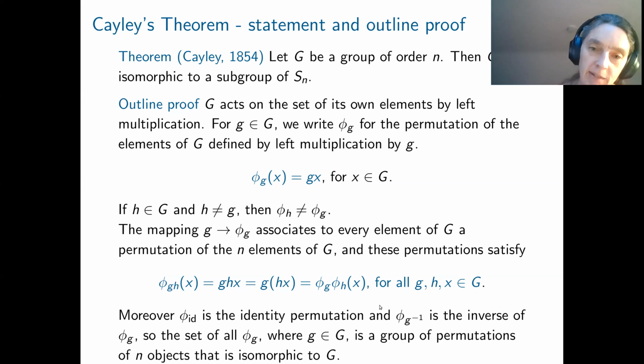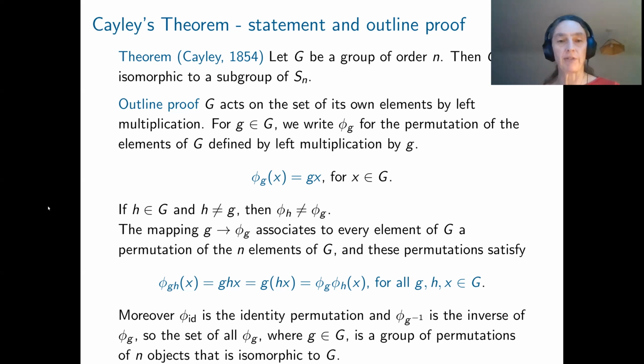If you find this confusing, don't worry too much about it for now. Come back to it and think about it some more, and maybe think about what it says about the case of D6, if you like. But basically, what we're saying is not only can we associate a permutation of n things to every element of G, but we can do it in a way that matches the group operation in G to the composition of the permutations that we're associating to those elements.